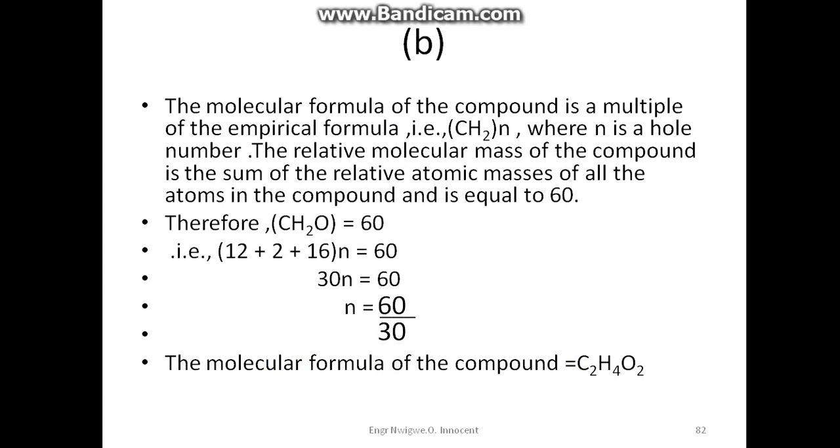Therefore, the molecular formula of the compound is C2H4O2, since 2 is the n, times the CH2O.